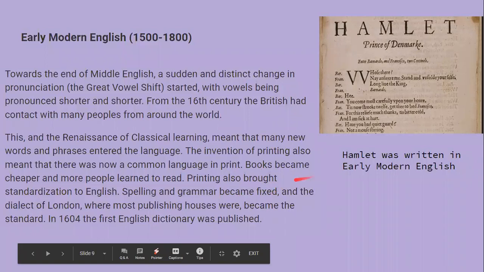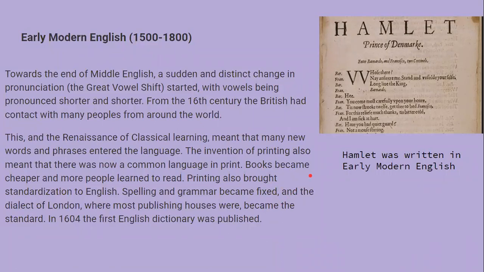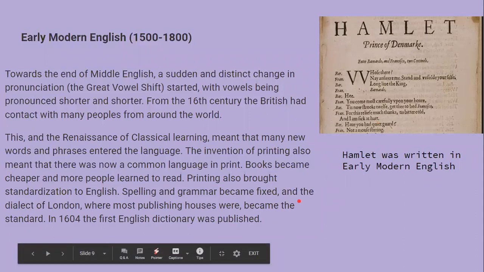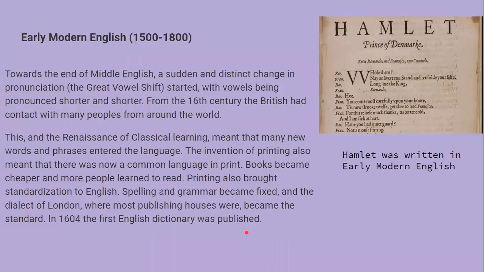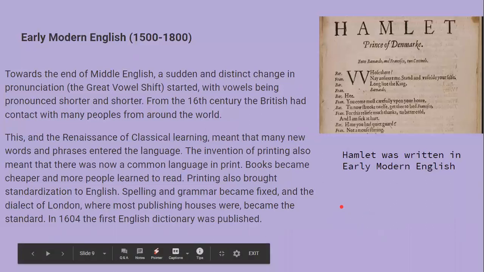We have also the Renaissance. We have also the printing press. So now we had books, right? And we had also Shakespeare, who, according to what people say, added lots of new words to the English language. What is even more relevant is that we have the first dictionary. That was a breakthrough, to have a standardized book of the correct words in English.